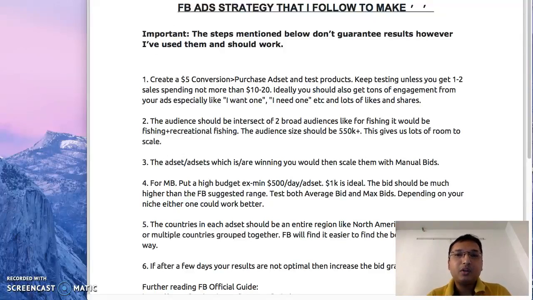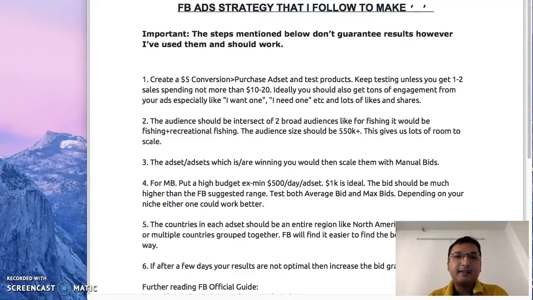So number 2, what you do is the audience intersecting, or the audience flexing, which some people call it. When you target the ad sets for the interest, you should flex 2 broad audiences. Okay, so for example, if it is fishing, it should be fishing plus recreational fishing. That should give you an audience of minimum 550K or like 600-700K, and goes up to maybe 2, 3, 5 million, doesn't matter. I mean, the more room you have, the more you can grow. So it should have a big audience size.